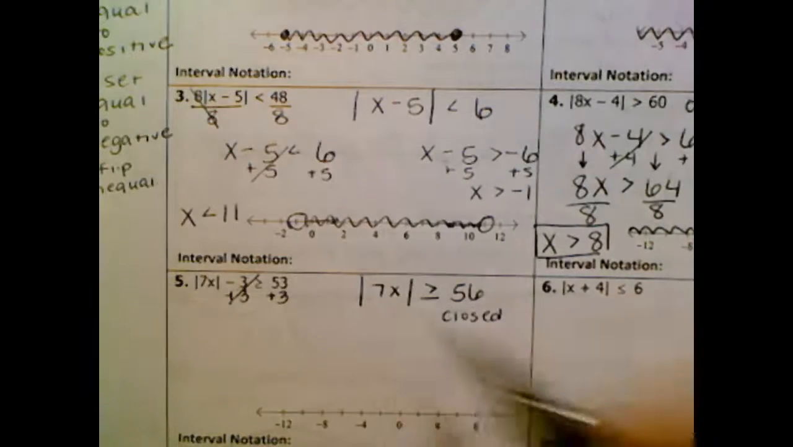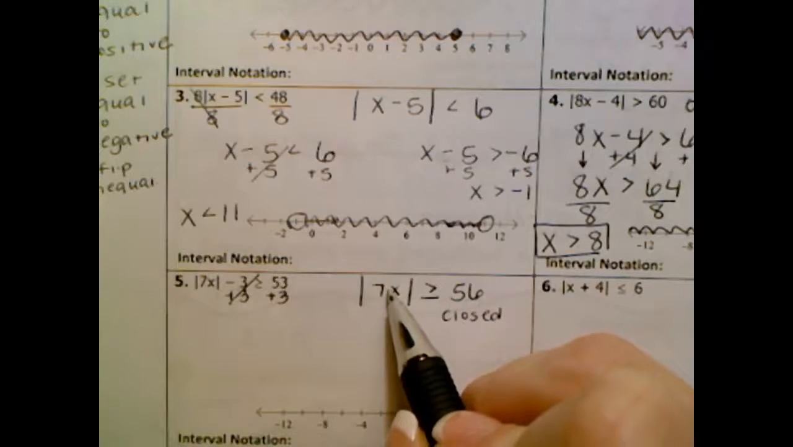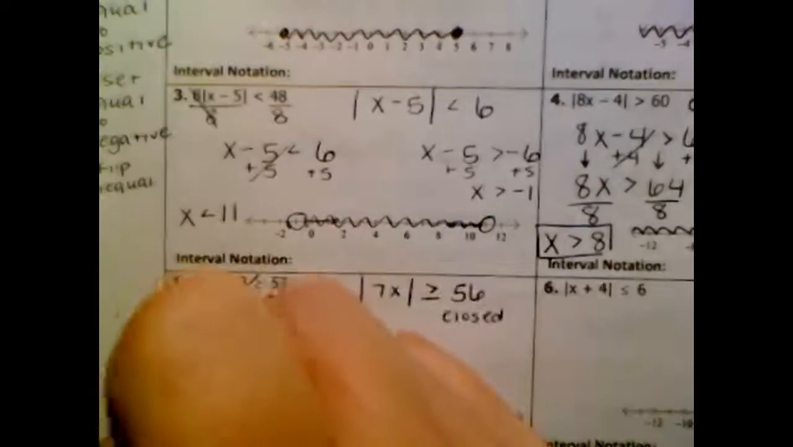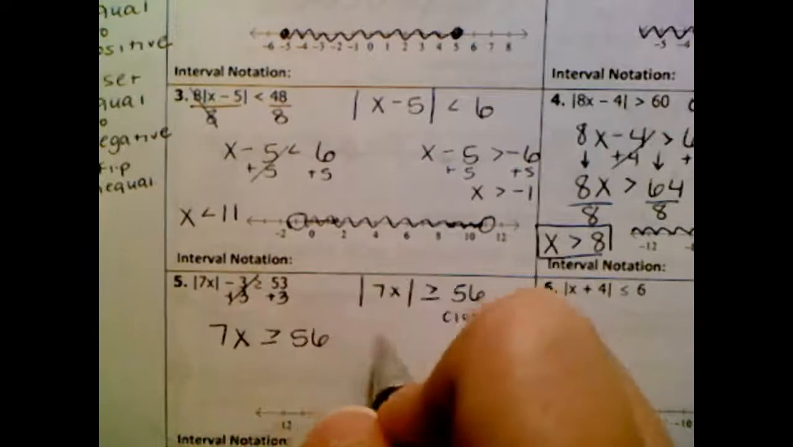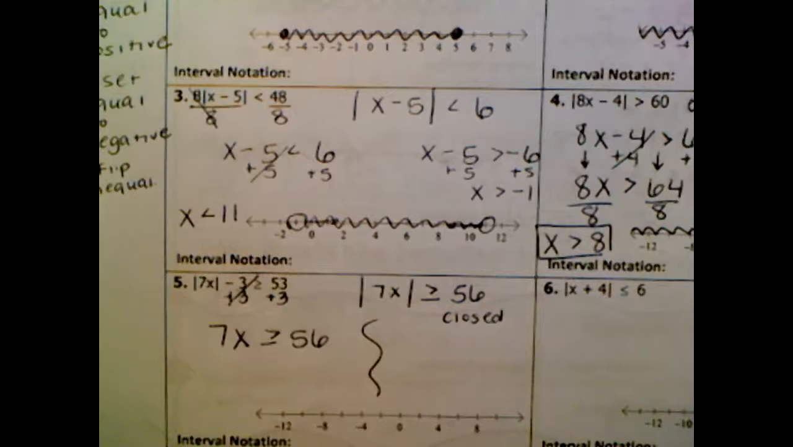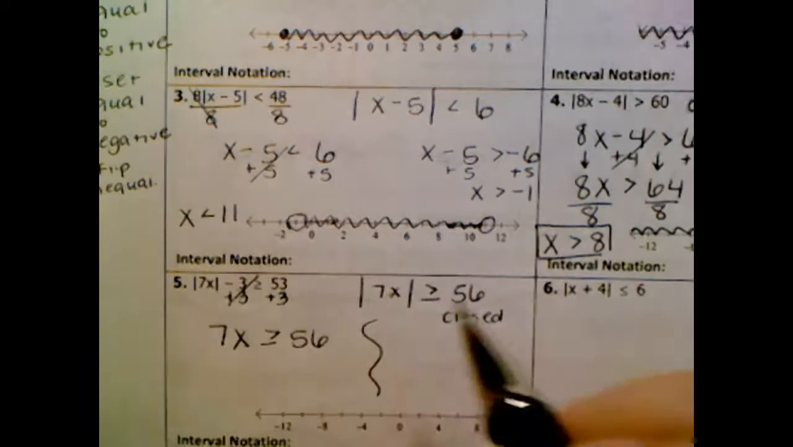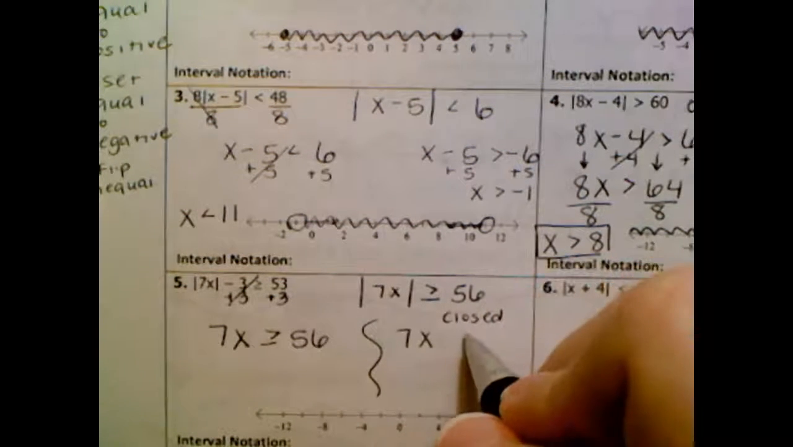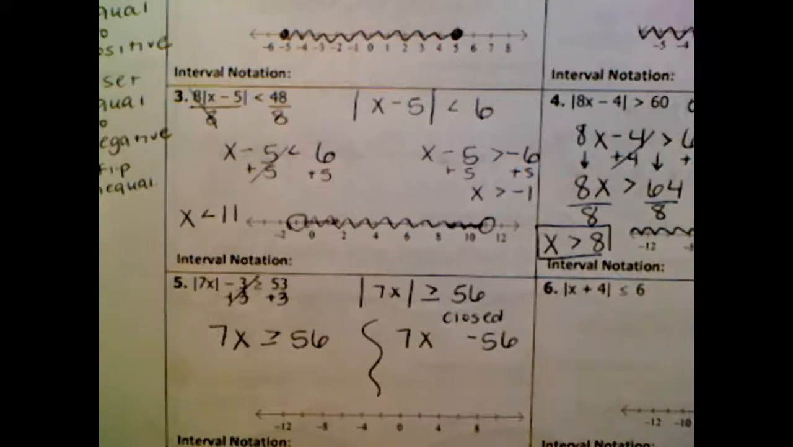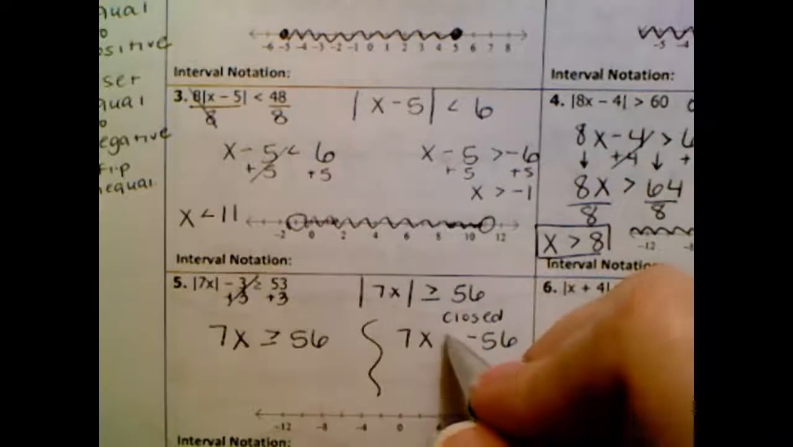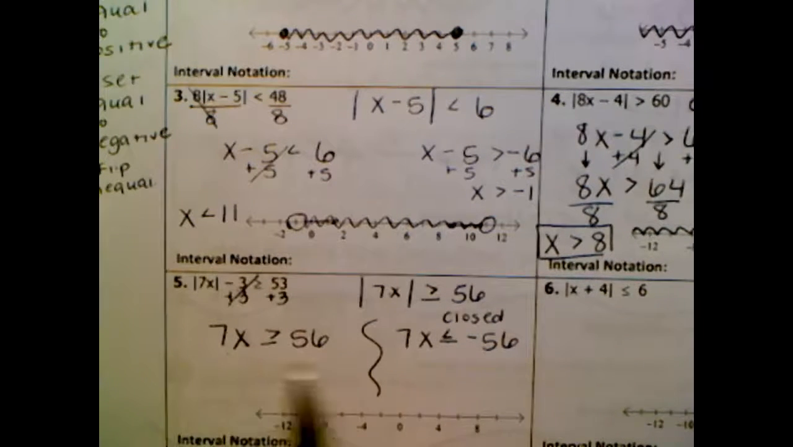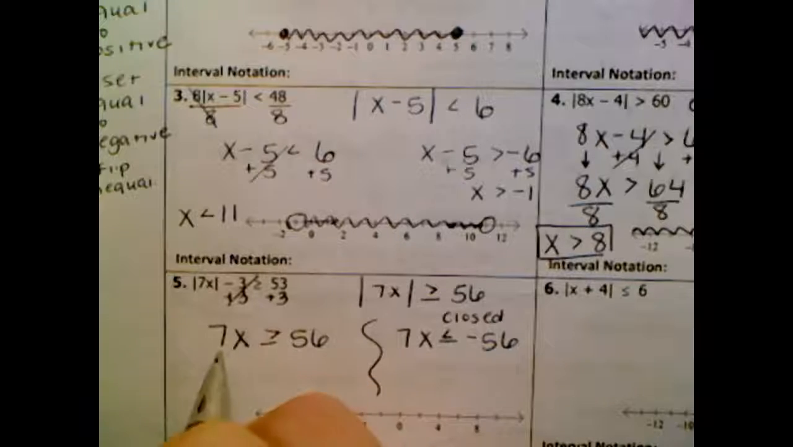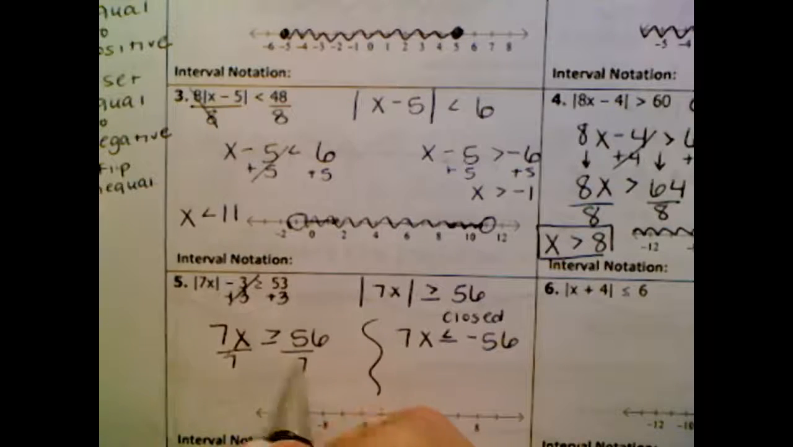Now my absolute value is isolated, so I'm going to pull out what's on the inside, that's 7x, and put it equal to +56. Pull out what's on the inside, that's 7x, put it equal to a -56. When I do that, I have to flip my inequality. What I do for one, I'm going to do for the other. This is just a one step. To get rid of that 7, I have to divide.